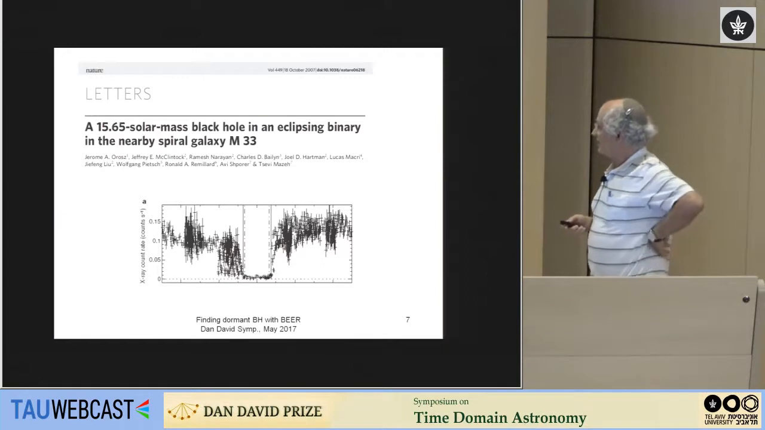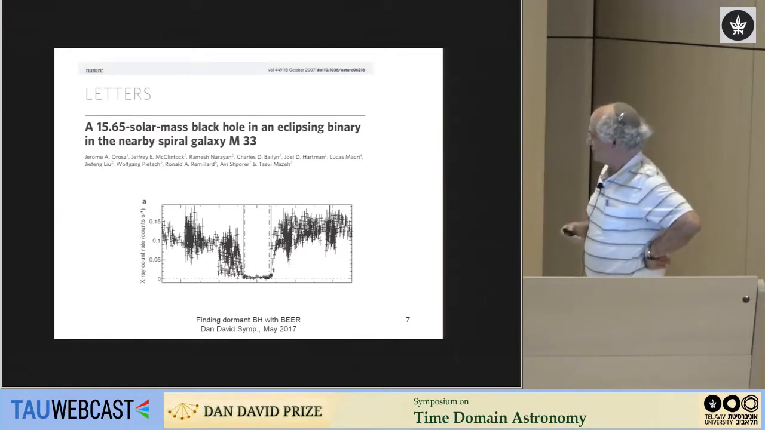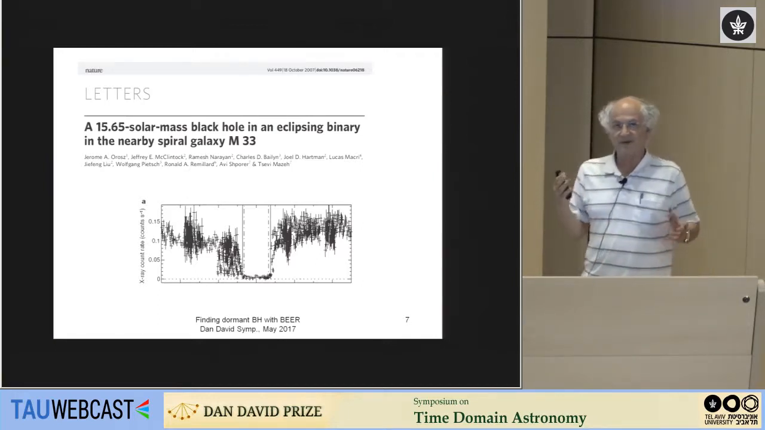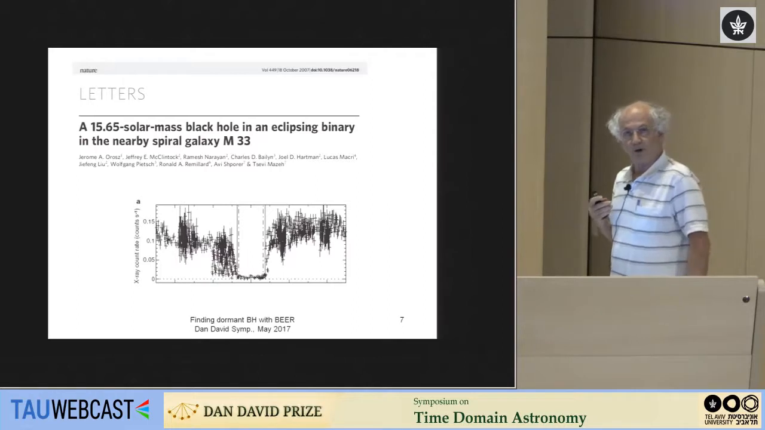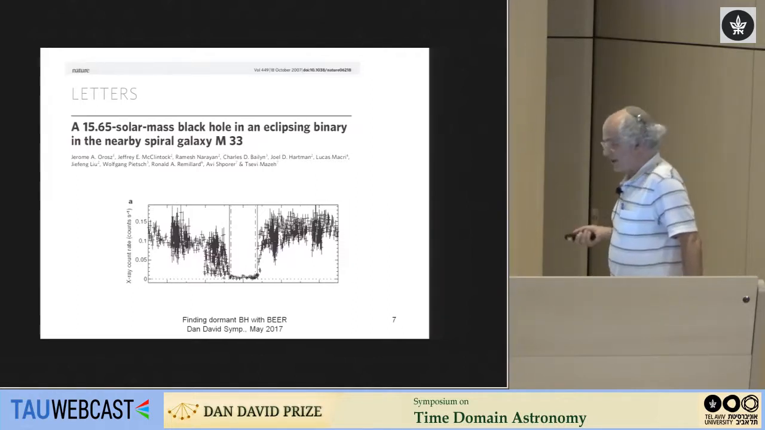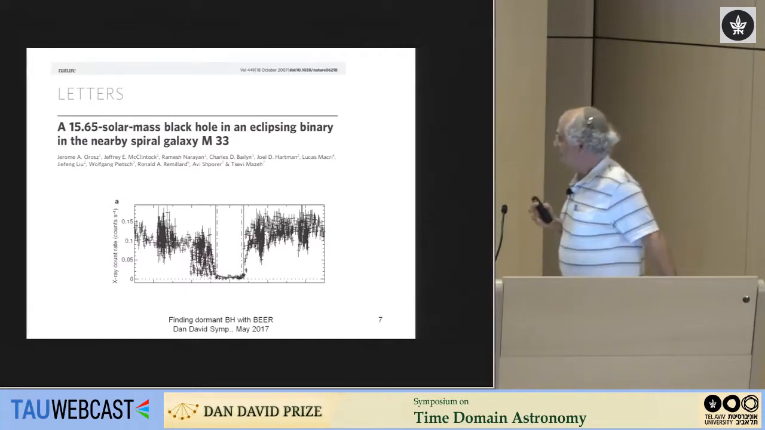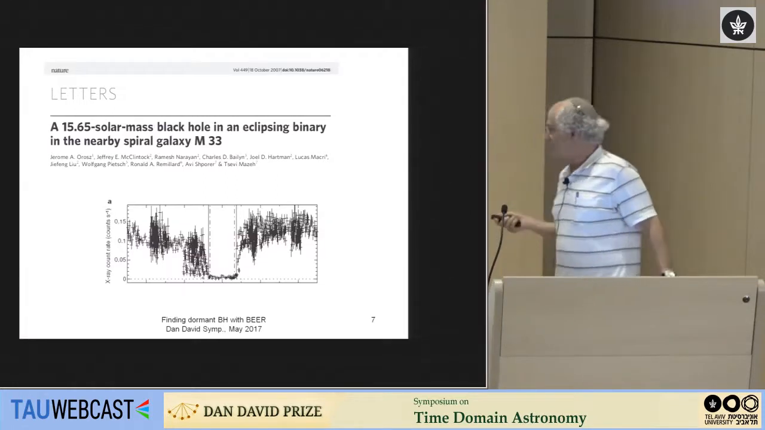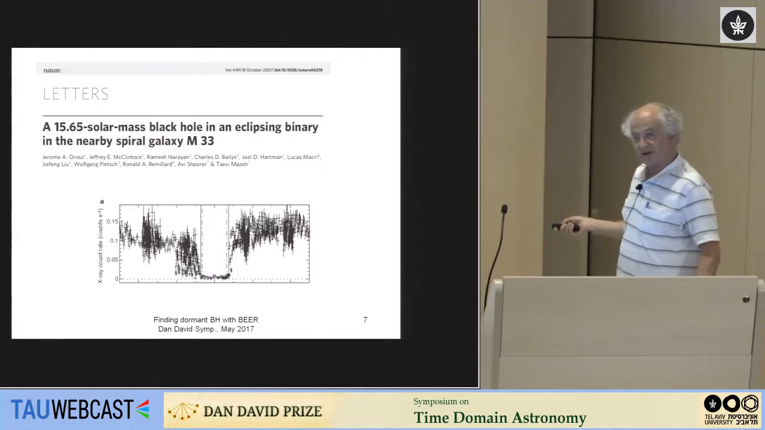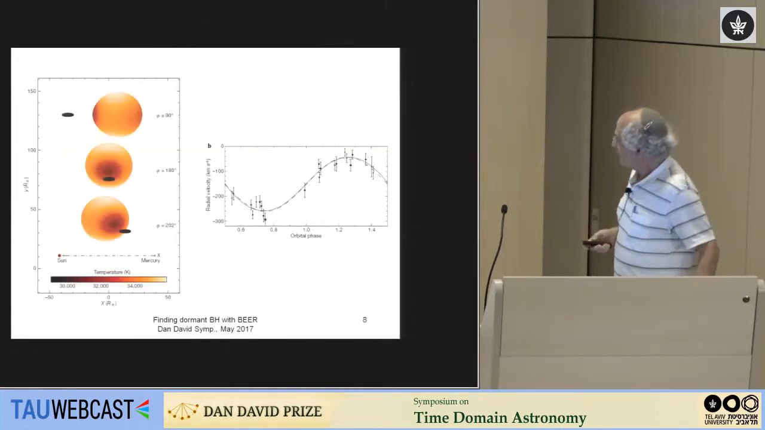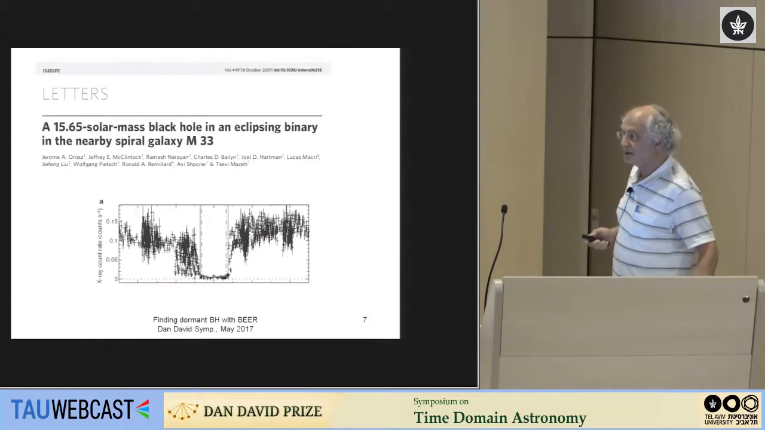This is the M33 X7, which we participated in the discovery, and this tells you how the community discovered black holes in binaries. This is an X-ray plot. This is the data folded with the period, and you see that there is an eclipse in the X-rays. All of them were discovered by X-rays. This is the most precise black hole mass measured.